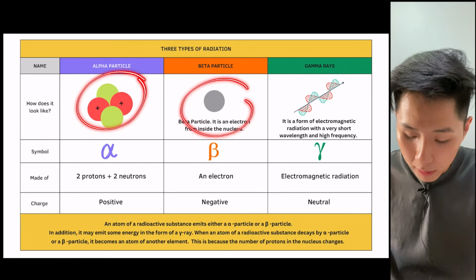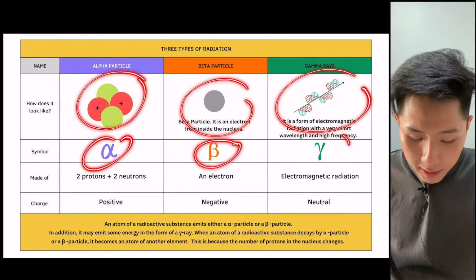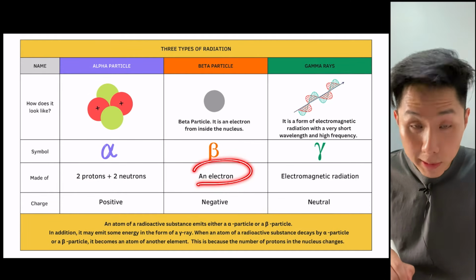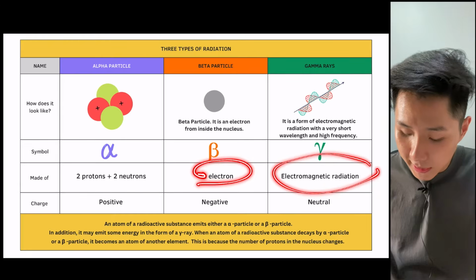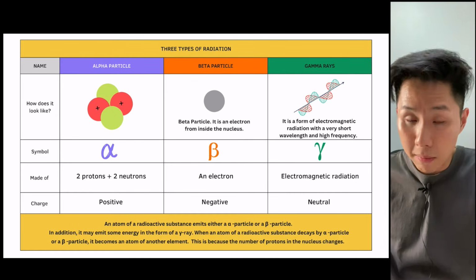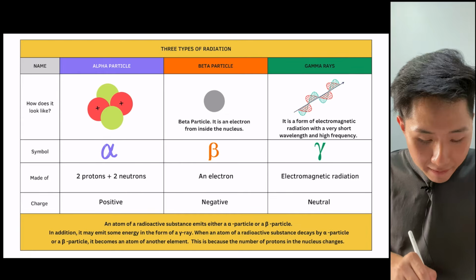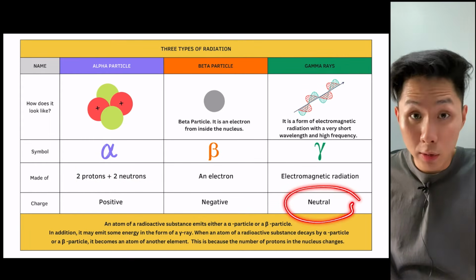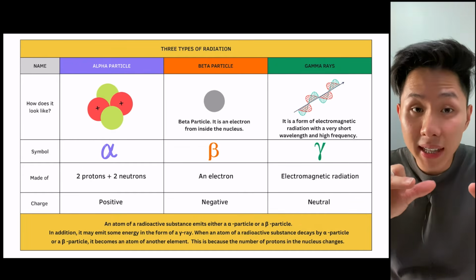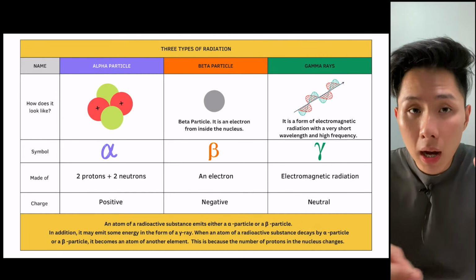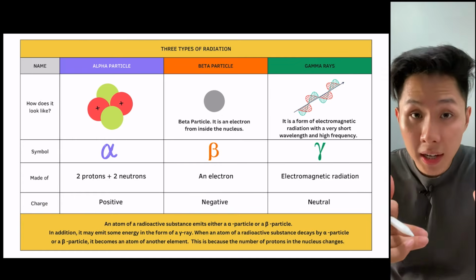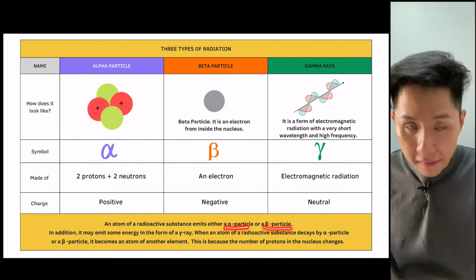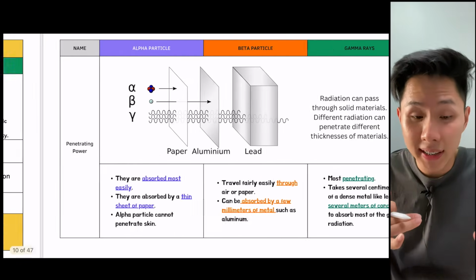This is how they look, and their symbols. For alpha particles, we have learned in the last video, they have 2 protons and 2 neutrons. Beta particles are basically electrons. Gamma rays are just electromagnetic radiation. Remember the electromagnetic spectrum. Their charge is positive for alpha because they have 2 protons, for beta it's negative, and gamma is neutral. What happens after the nucleus emits these particles is that it will become another element. Remember the equation that we learned? If they emit alpha or beta particles, the element will change, as I will show in the next few slides.